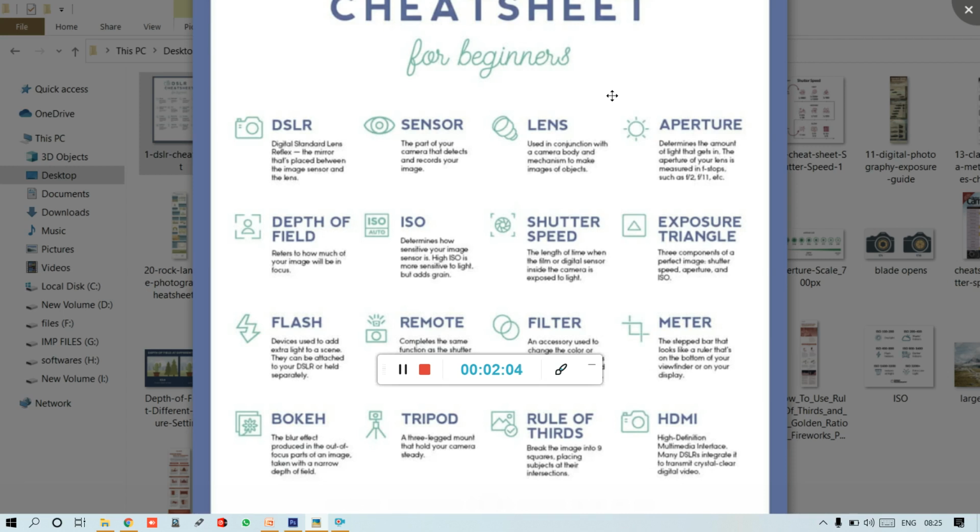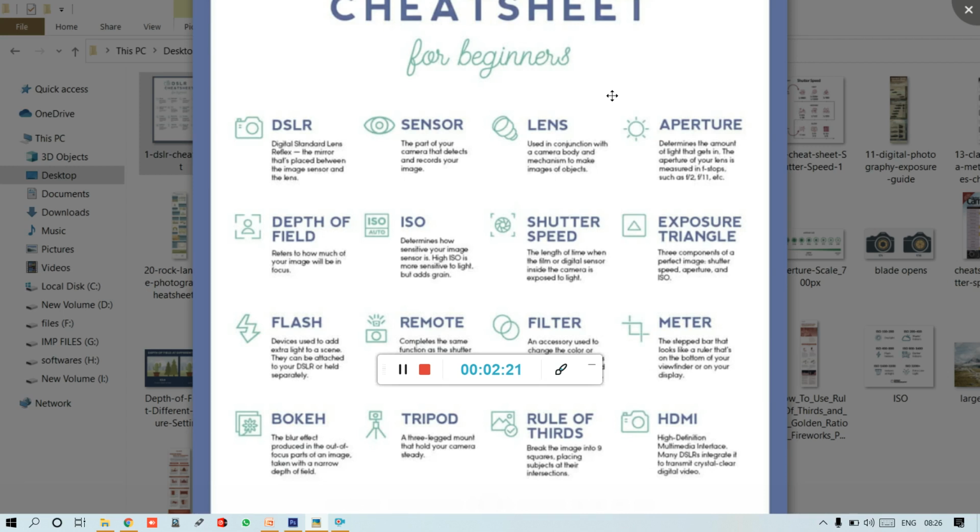So combine all together: what is DSLR, what is a sensor, what is a lens, what is an aperture, what is a shutter speed, what is an ISO, what is a depth of field. All these things we have seen in simple lessons. Understanding about the lenses we are going to see in the next classes, and understanding about the exposure triangle we are going to see in coming classes.